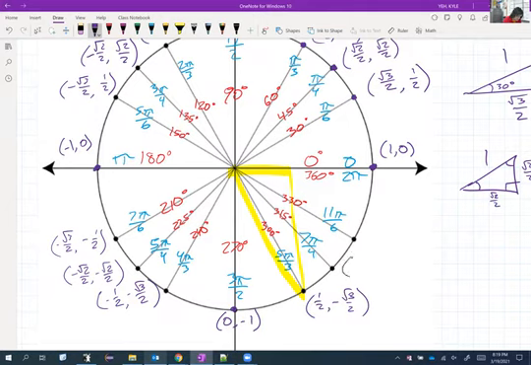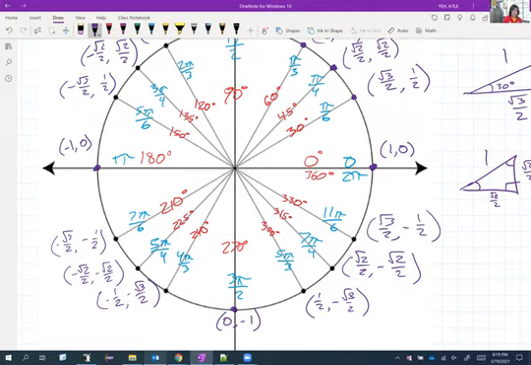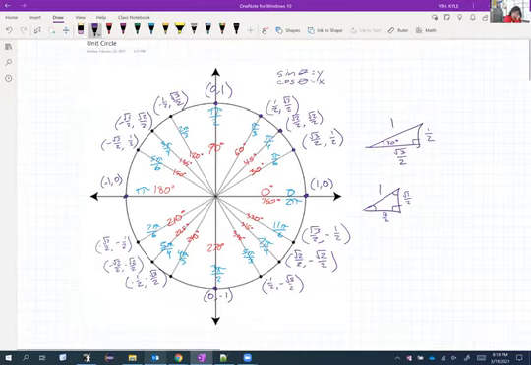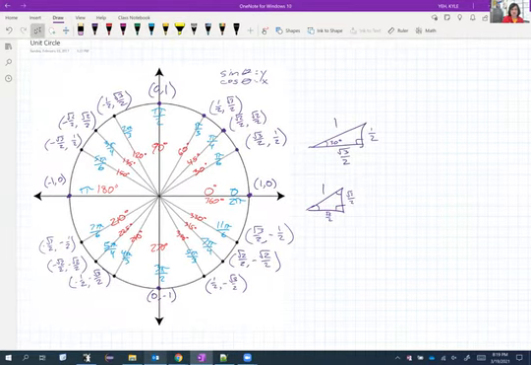Right here, I went right the medium amount, so root 2 over 2, and then down the medium amount, negative root 2 over 2. And then I went the long leg out, so positive root 3 over 2 in the x direction, and down negative 1/2 in the y. And just like that, we've got a really beautiful unit circle here.